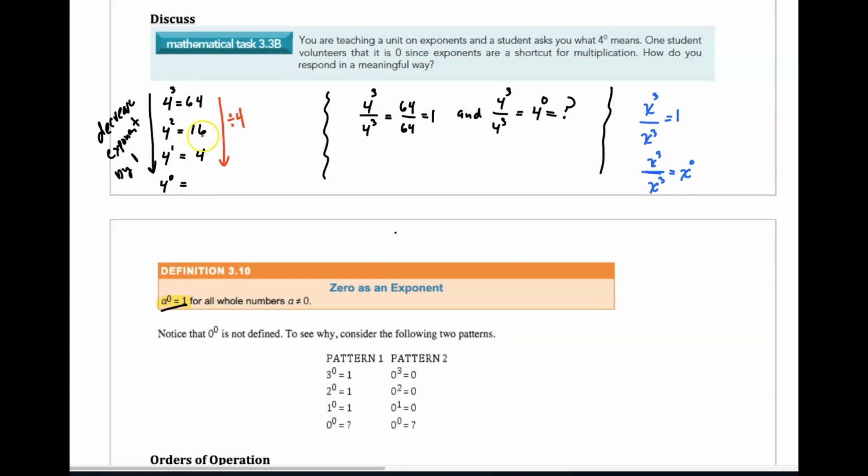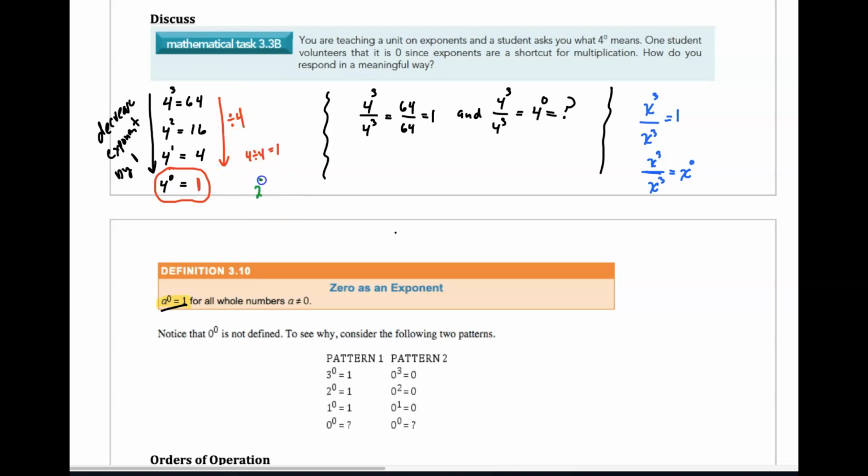And again, that's because the opposite of dividing is multiplying. When we increase the exponents, you multiply, but as we decrease the exponents, we're dividing by 4. So the only reasonable answer, if we think about it, is 4 divided by 4 equals 1. So it makes sense to say 4 to the power of 0 equals 1. And that pattern would emerge in any values that we do.